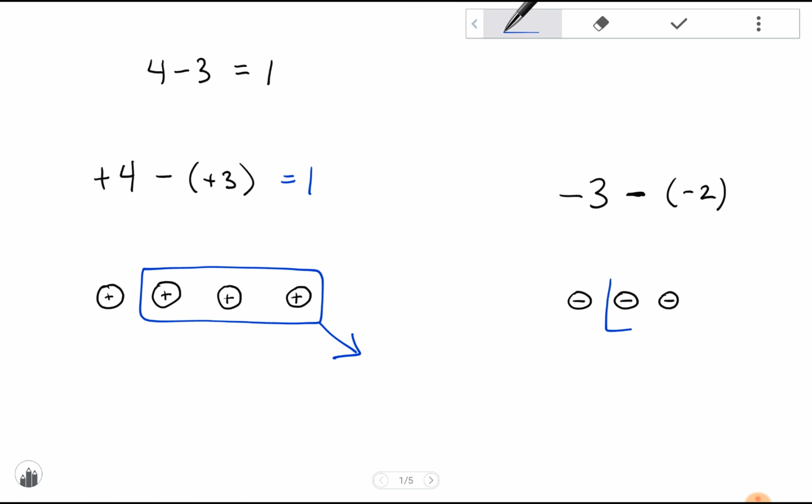Just like in the other question, we're going to subtract 2. Over here we subtracted 3. Here we're going to subtract -2. So here's 1, 2 negatives, and that gets taken away, and so we're left with the answer, which is -1. There's 1 negative left, so the answer is -1.